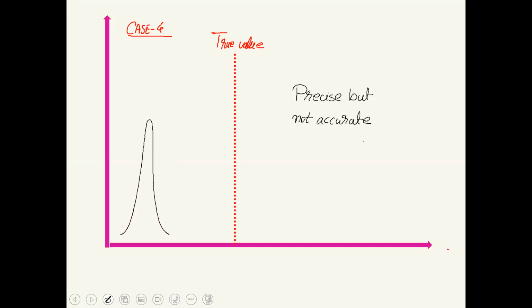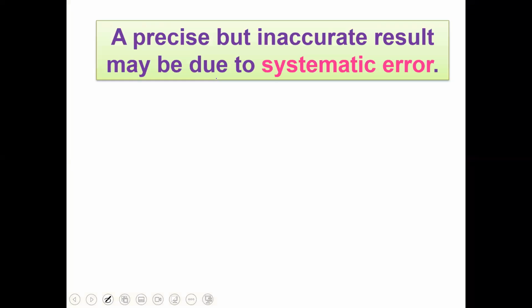Now, case number 4, the graph is slim. It's a slim graph, which means it is precise, but it is far away from the true value, so it is not accurate. So a precise but inaccurate result may be due to systematic error. If the precision is there, but you're getting a permanent wrong answer, it means there is some fixed error. Fixed error means the error is systematic. You have to copy this screen.